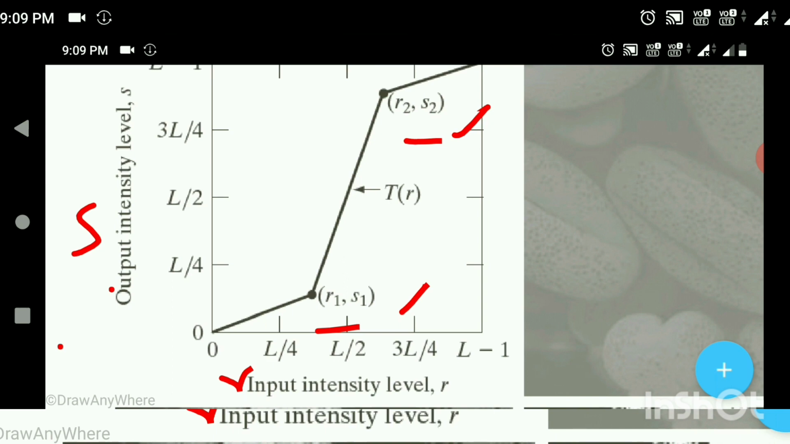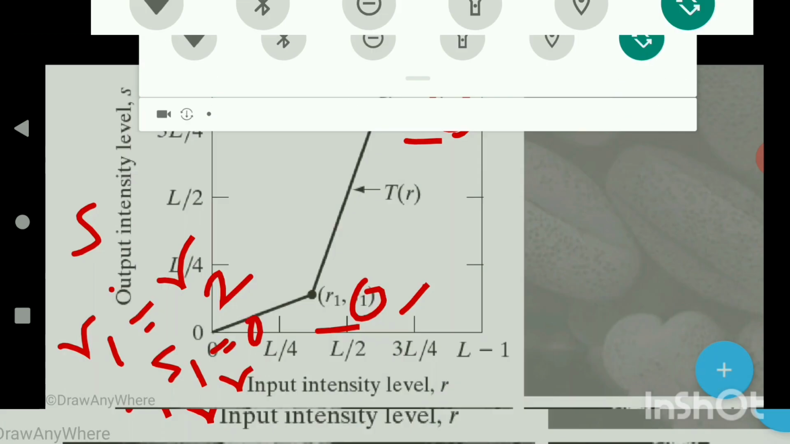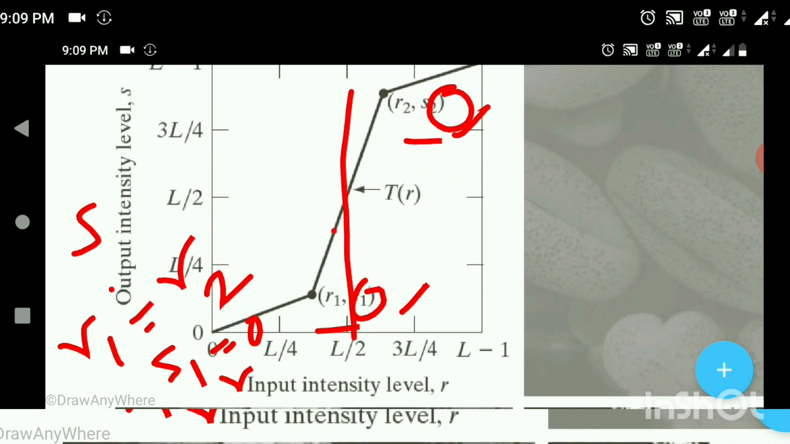If R1 is taken equal to R2, S1 is taken as 0, and S2 is taken as L minus 1, whatever graph you get is like a straight line. That is nothing but the thresholding function that creates a binary transformation. Before this value it is a dark image, and after this it is a bright image.